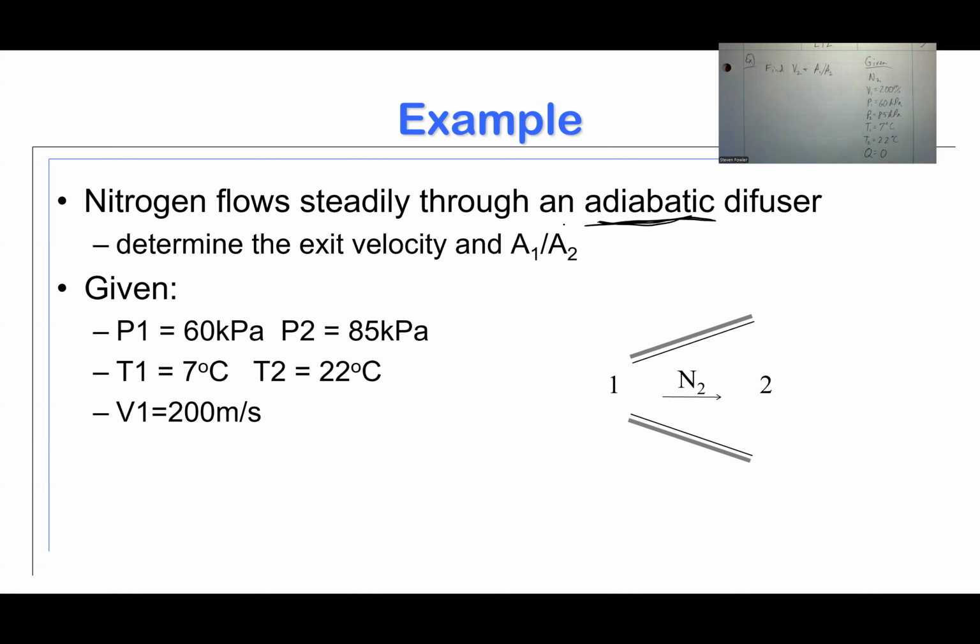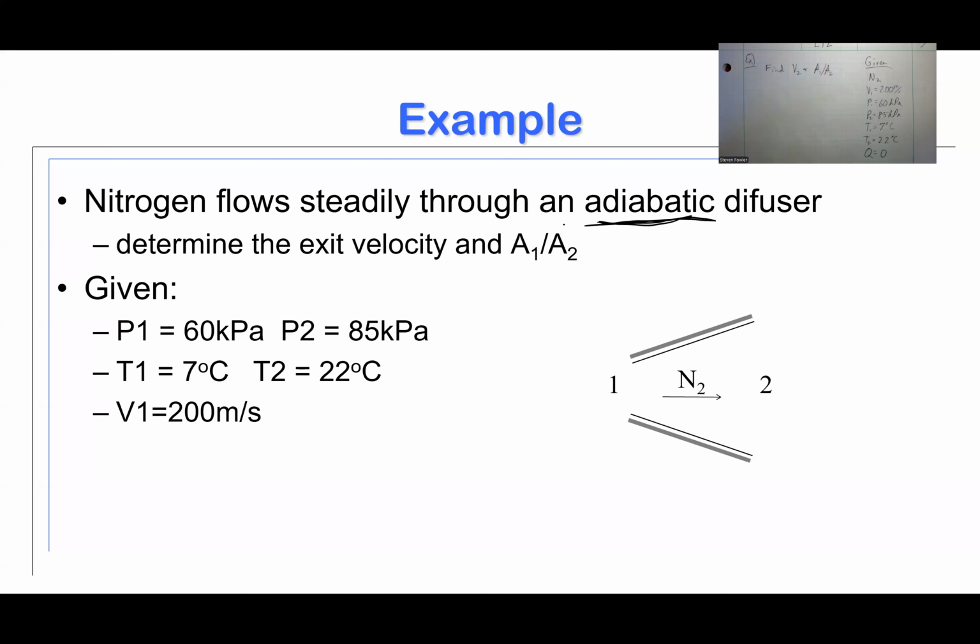Okay, so here's what I'm going to do. I was thinking I'd have you pause, but because this one's a little bit different, let's just go ahead and walk through it. How do we find either V2 or the ratio of areas? You can pick which one you want to go after first.